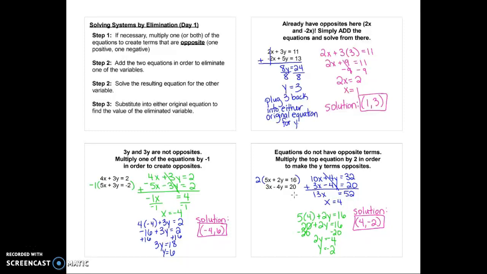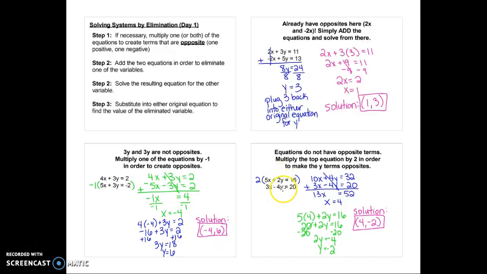Now is where you have some options. Okay? You have to decide which variable do you want to eliminate. A lot of times there's an easier one than the other. Okay? So you have to start looking at the coefficients. Nothing I multiply times 5 is going to give me a 3. Nothing I multiply times 3 is going to give me a 5. So it doesn't really make sense to eliminate my x terms.